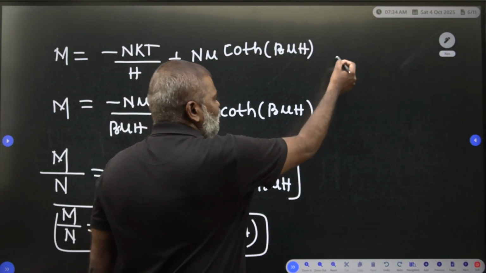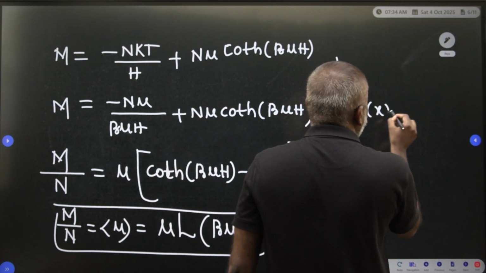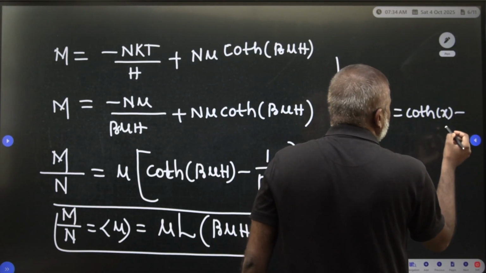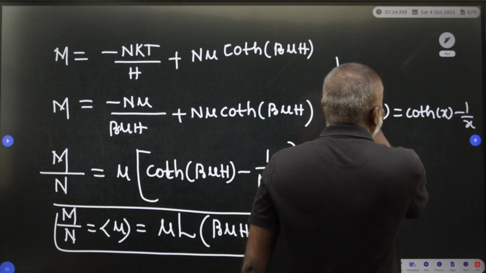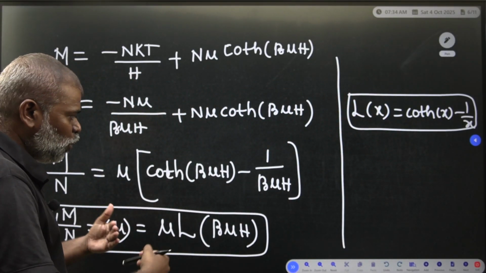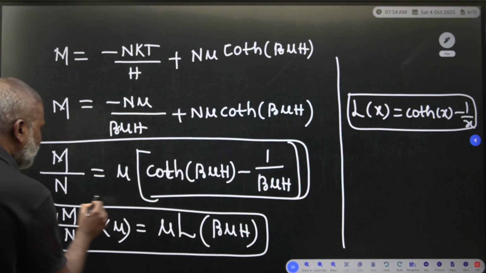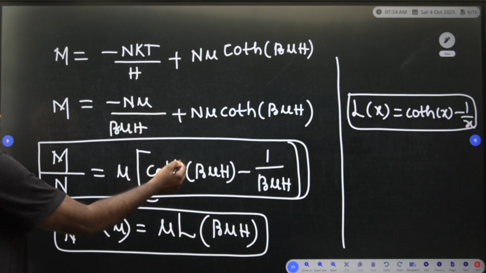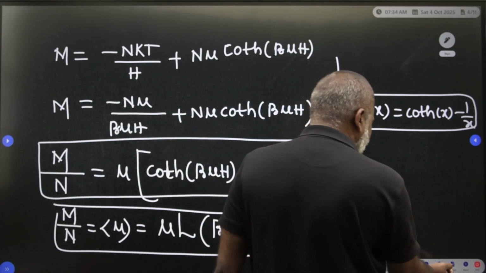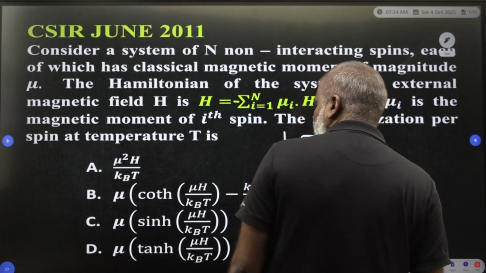What is the Langevin function? You know that the Langevin function L of x is equal to cot h of x minus 1 by x. This is the Langevin function. Clear? So like this you have to do. So what is your answer? According to your options you have to check it: mu into cot h of beta mu h minus 1 by beta mu h. Once you check, your answer will appear.